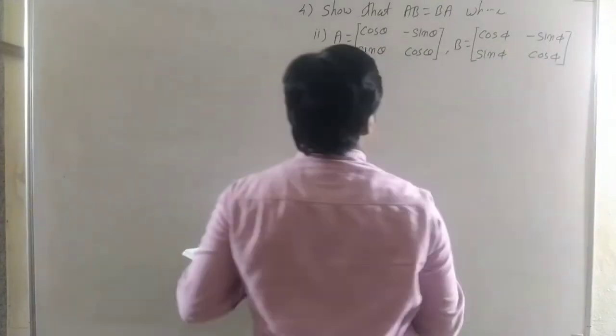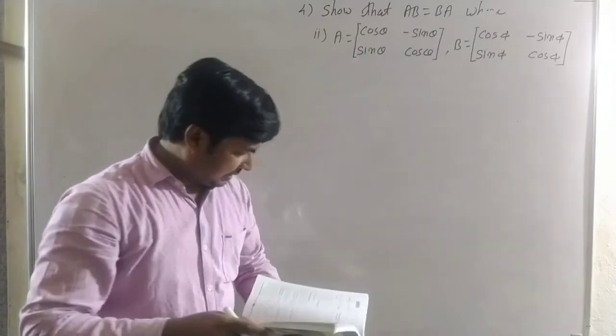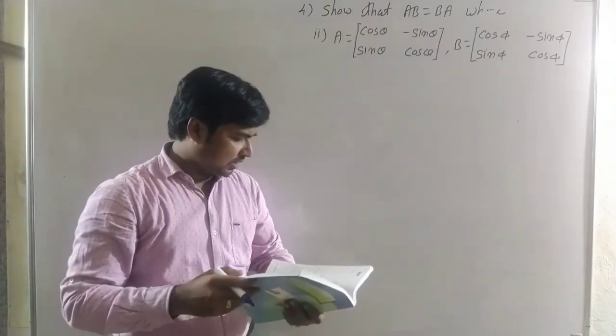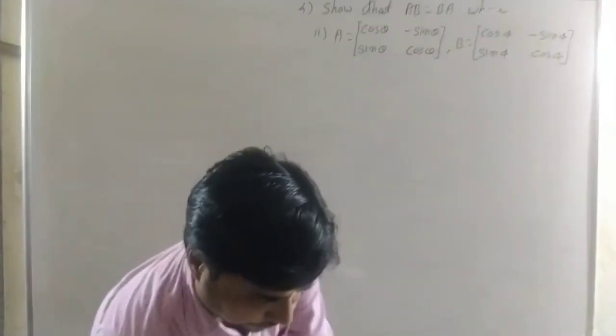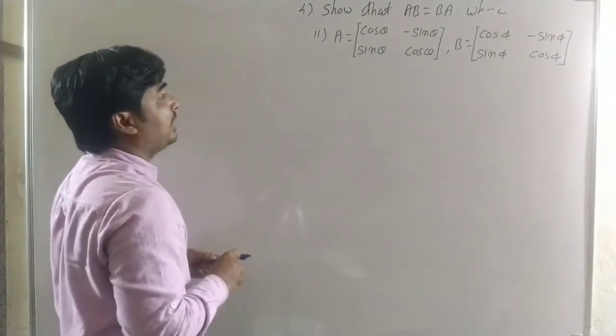Okay. Here in the first matrix the angle is theta, and in the second there is phi. Okay. Now first we find A into B.